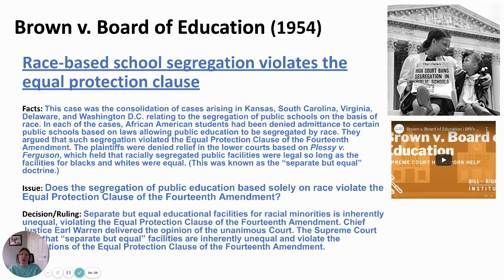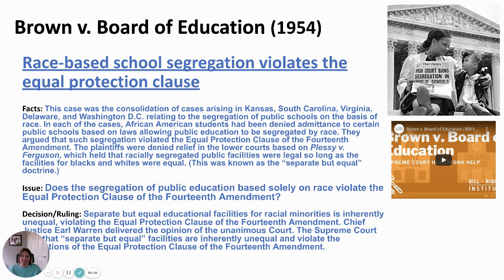So Brown was actually a collection. It was 5 separate cases, and the NAACP worked to help those families to sue, basically challenging the segregation laws and rules in their counties and states. In each of the cases, African American students had been denied admittance to certain public schools based on laws allowing public education to be segregated by race.